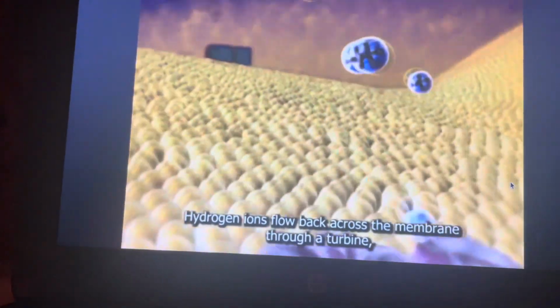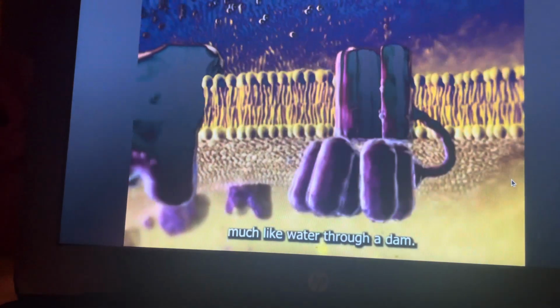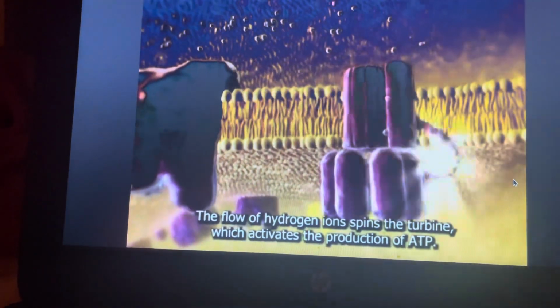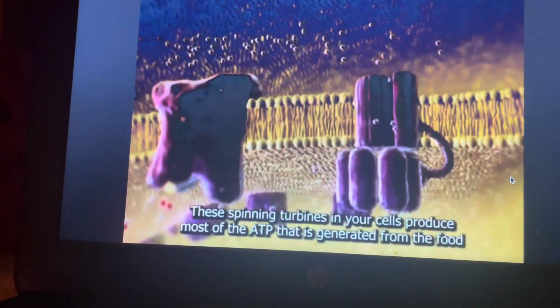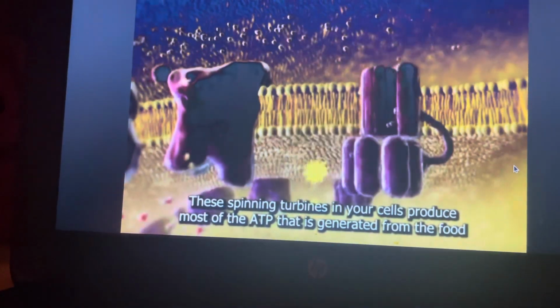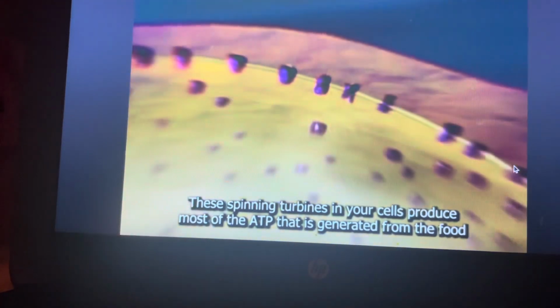Hydrogen ions flow back across the membrane through a turbine. Much like water through a dam, the flow of hydrogen ions spins the turbine, which activates the production of ATP. These spinning turbines in your cells produce most of the ATP that is generated from the food you eat.